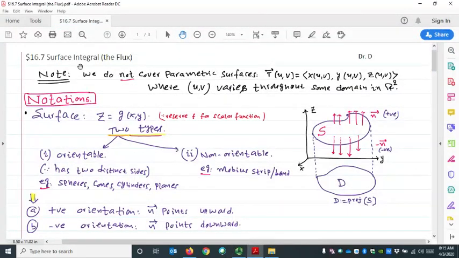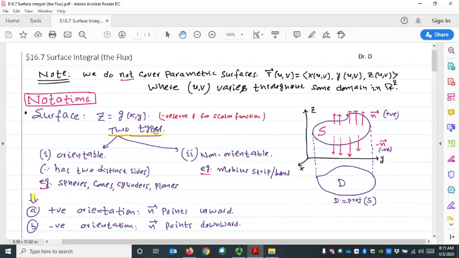Today I am going to cover a surface integral, which is also called the flux. First, quick note, we do not cover parametric surfaces. So first let's start with the notations. We denote the surface by z equals g of x, y. We reserve the lowercase f for scalar field.